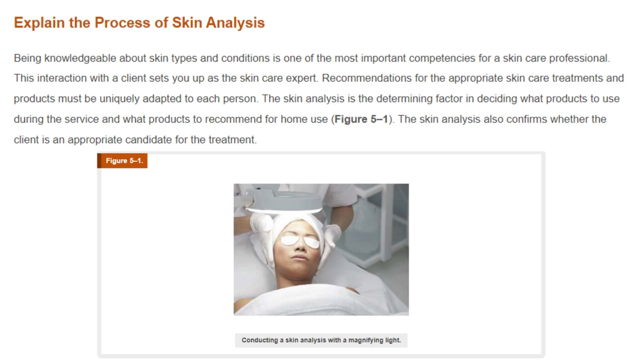Being knowledgeable about skin types and conditions is one of the most important competencies for a professional. This interaction with a client sets you up as the skincare expert. Recommendations for the appropriate skincare treatments and products must be uniquely adapted to each person. The skin analysis is the determining factor in deciding what products to use during the service and what products to recommend for home use. Figure 5.1.